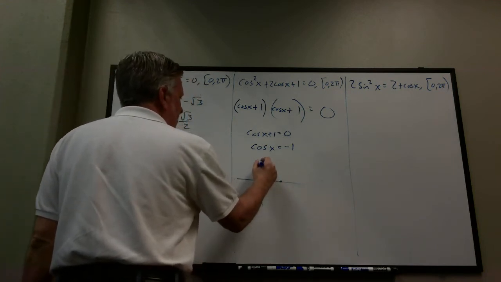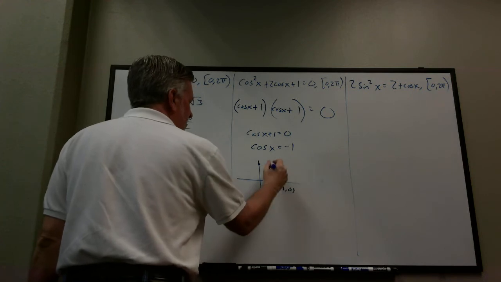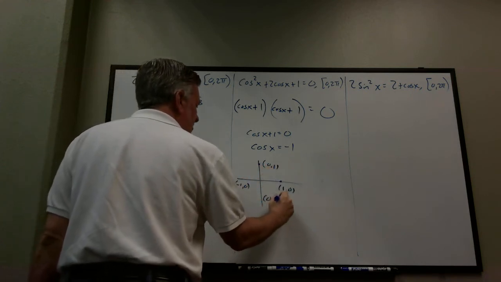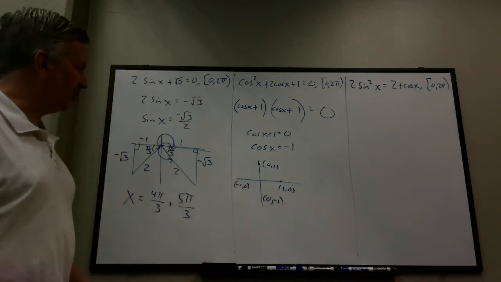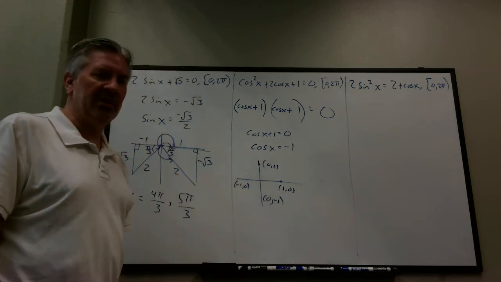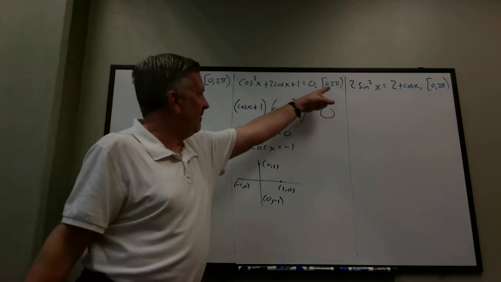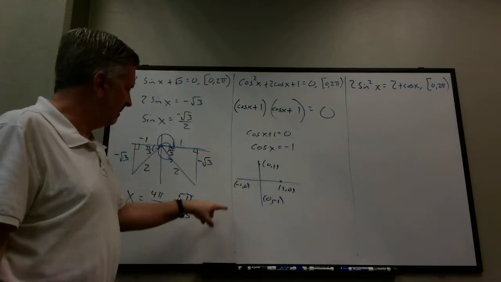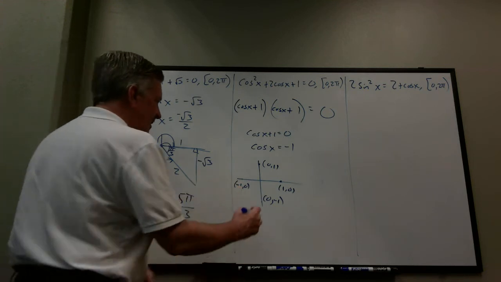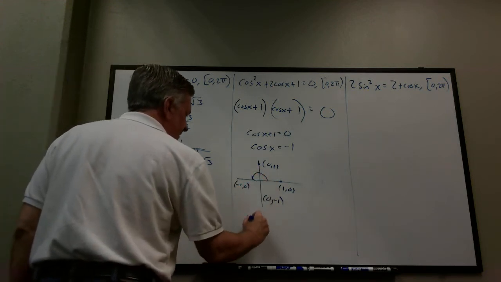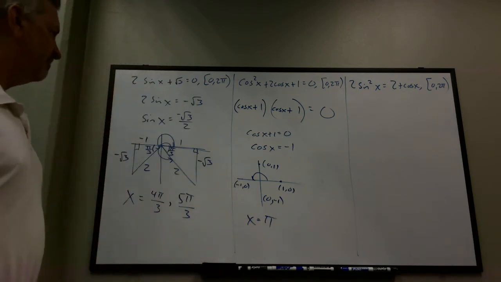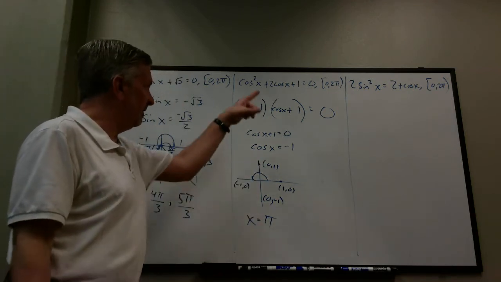So again, I'm using the unit circle here. That's the point 1, 0, 0, 1, minus 1, 0, 0, minus 1. And remember, when you use your unit circle, the x value is the cosine. Okay, so in the first revolution from 0 to 2 pi, where is the x coordinate -1? Here, that's the only one. So where does that happen? X equals pi. Okay, so there's only one solution here in the interval 0 to 2 pi.